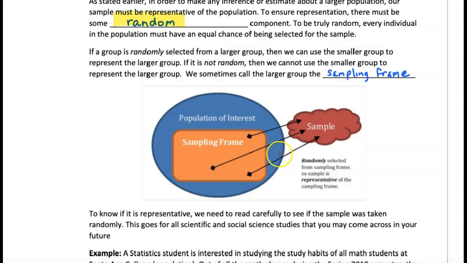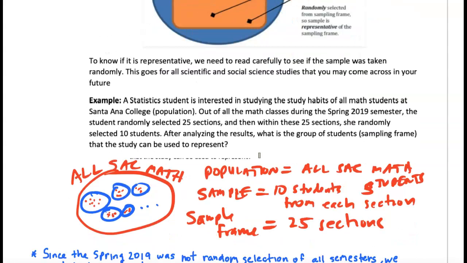And we'll see an example of that right here at the bottom, where we're interested in analyzing the results of all Santa Ana College math students. That would be the population. In order to figure everything out about all Santa Ana College math students, we'd have to take a sample. But we first have to decide where we are going to take that sample from. And in this case, we're choosing from 25 classes. So those 25 classes become what we call the sampling frame. So it's not the actual sample, it's where we're going to be selecting the sample from within the population.